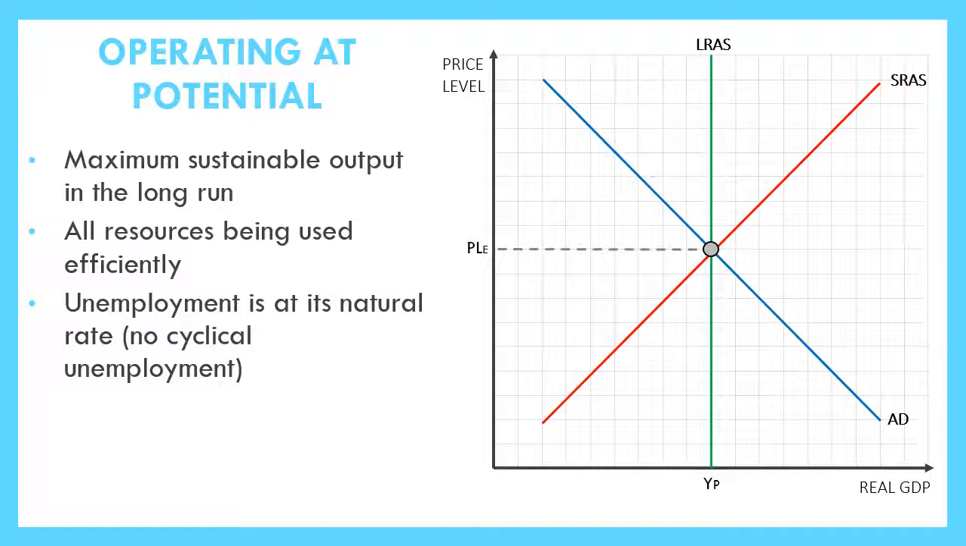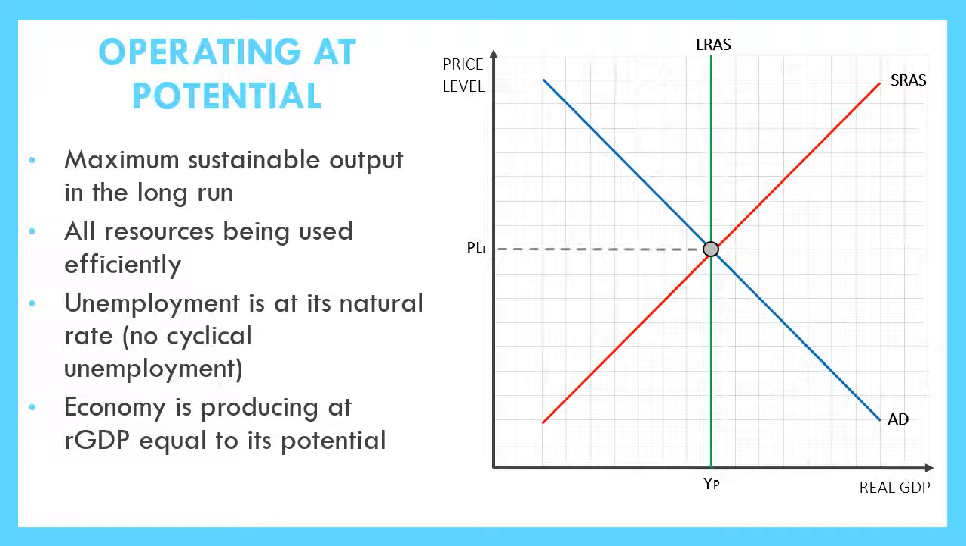There's no unemployment that is cyclical. It's just our natural rate of unemployment. We have that frictional and structural, but no cyclical unemployment. So we're at full employment, as we call it. We're operating at our potential. This is our goal. This is where we want to be. This is when our economy is, like we said, in this long run equilibrium. We're operating at our potential. But more importantly, we're operating at a level that is sustainable for us in the long run.